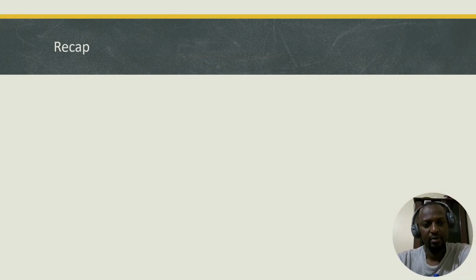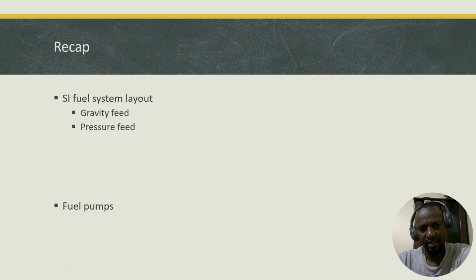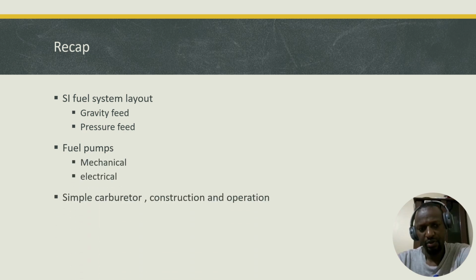So previously we have talked about the SI fuel system layout. We've seen the gravity feed as well as the pressure feed. We also looked at fuel pumps, both the mechanical and electrical fuel pumps. We also saw the simple carburetor, its construction and its operation. And then we looked at the biggest downside of the simple carburetor, which is that it only gives a correct mixture at only one given speed.